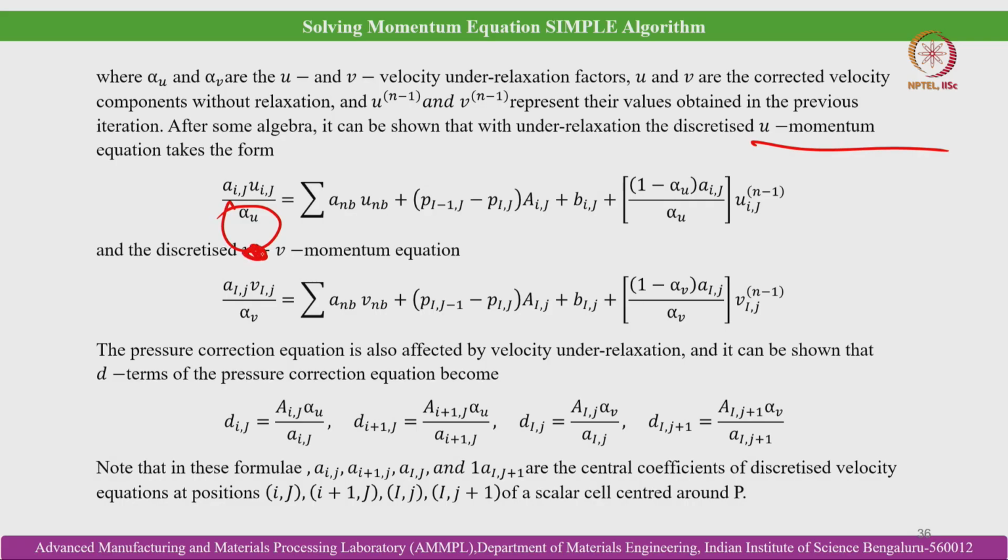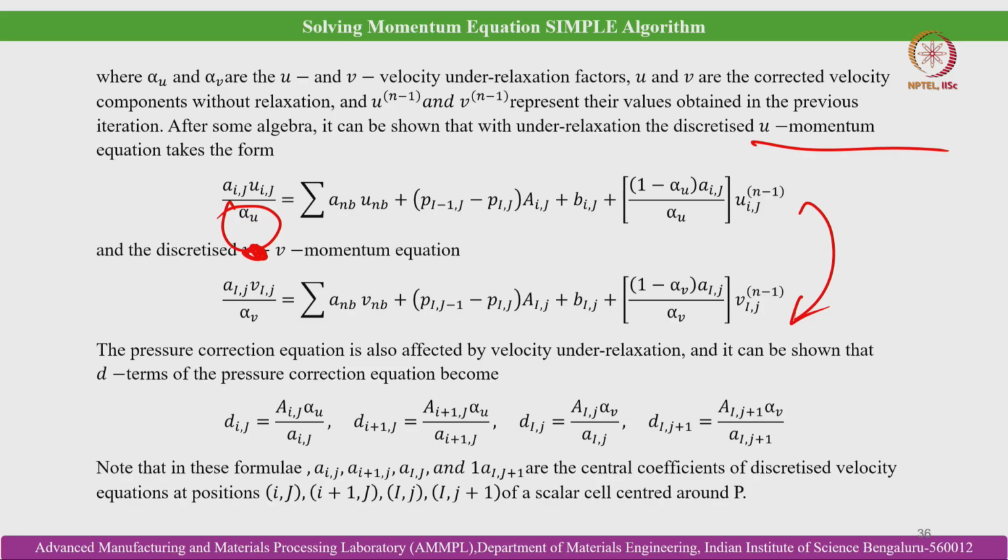It is also similar to this, only we need to replace the u term with the v term, and also change the node location, of course. Accordingly we can write here that small a capital I small j into v capital I small j divided by alpha v is equal to summation of a n b v n b plus p capital I j minus 1 minus p capital I j into coefficient capital A capital I small j plus b capital I small j.